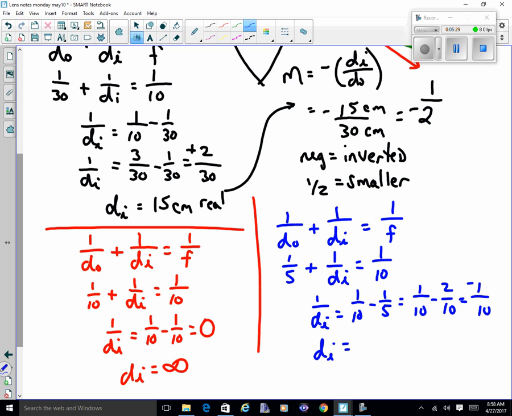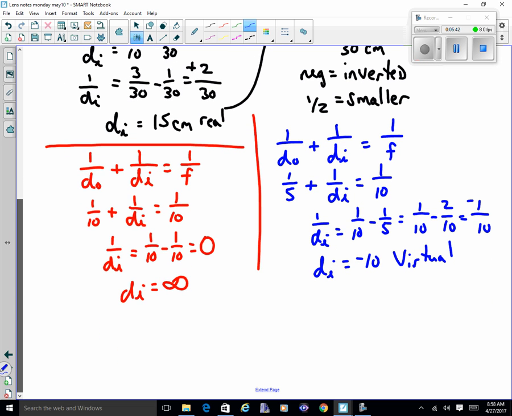Well, here's what that means. That means it's virtual, which means it's back in the mirror. You can't really put it on a screen. Now they also want you to find the magnification. The magnification is going to be equal to negative di over do. So I take my image distance of negative 10, divide that by the object distance of 5.